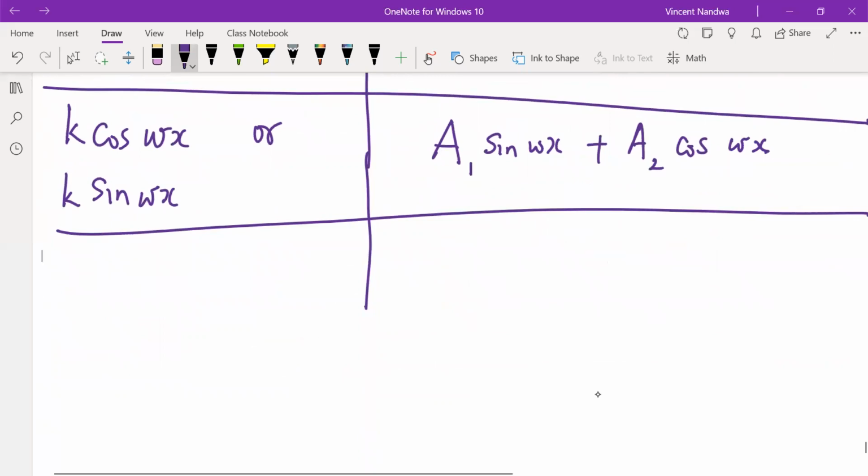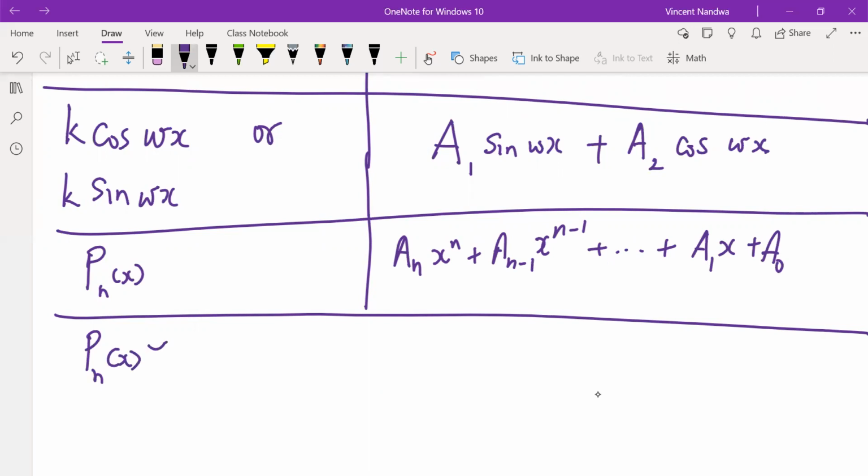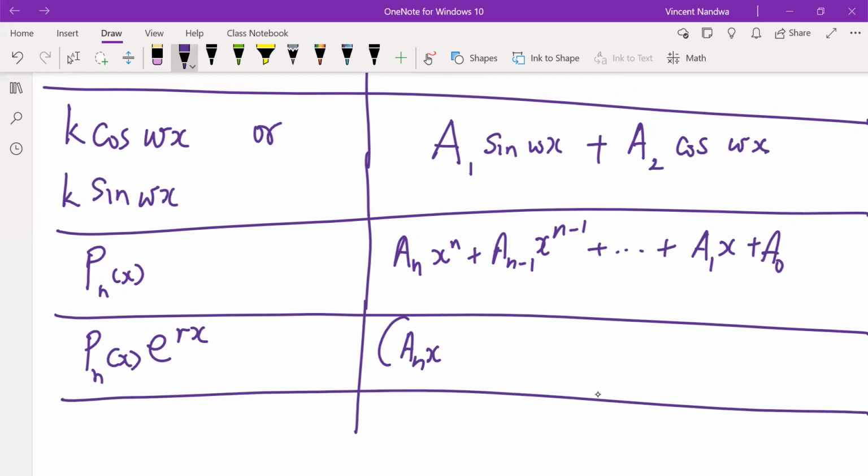If we have a polynomial of degree n, then this is what you are saying: An x power n plus An minus 1 x power n minus 1 plus A1x plus A0, and then solve for A0, A1 up to An. If we have a polynomial of degree n multiplied by e raised to power rx, then what you do, you'll have an x^n plus an minus 1 x^(n minus 1) plus a1x plus a naught, multiplied by e raised to power rx.